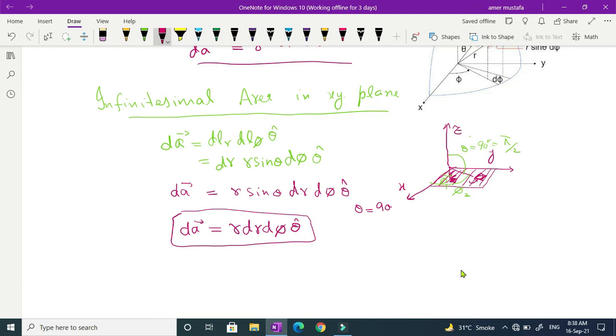Okay, so these are different types of infinitesimal elements: infinitesimal displacement, infinitesimal volume, infinitesimal area.